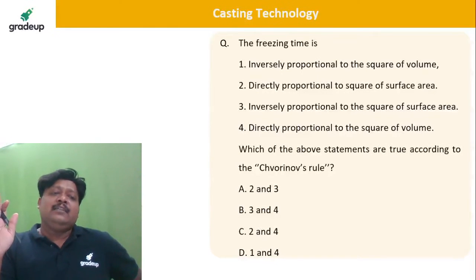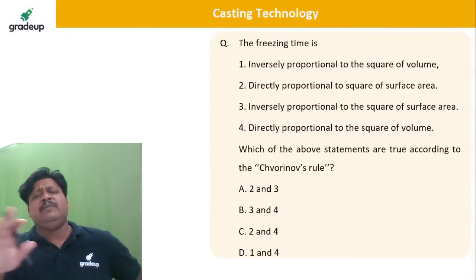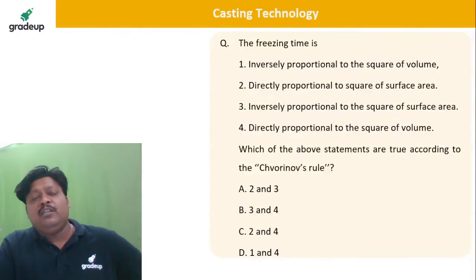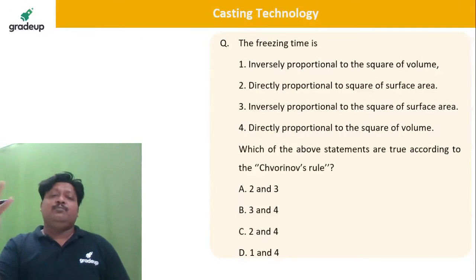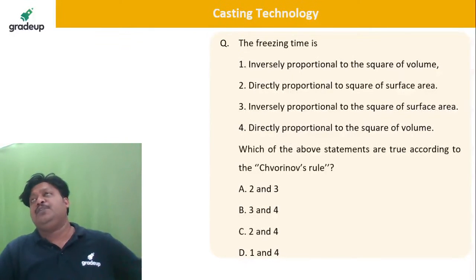So what I am expecting is that you should have clarity on all these very basic things of metal casting, like what these allowances are, how they are provided, what the freezing time or solidification time of the casting is, what the pouring time is for different gating systems. I am expecting that you know all these things. Based on that we are having these questions.